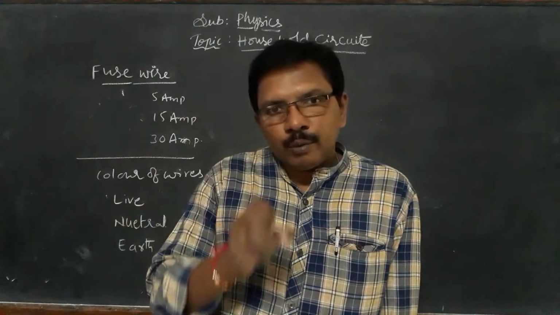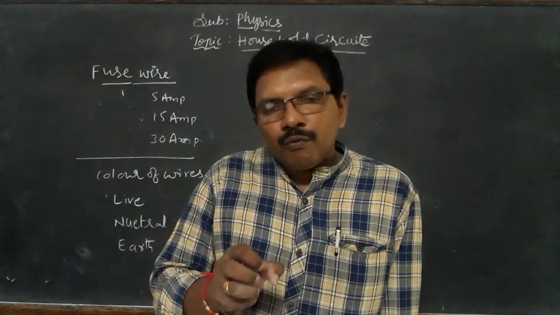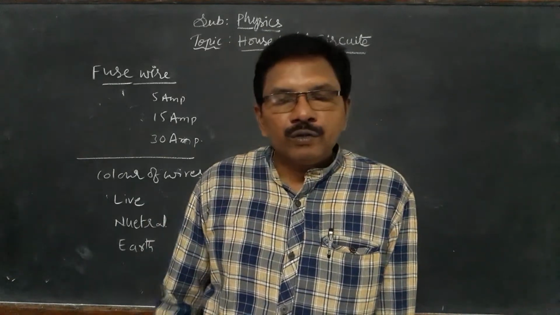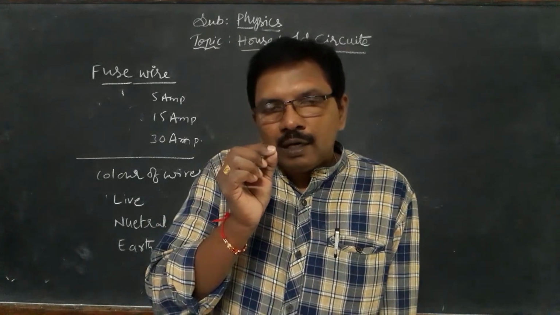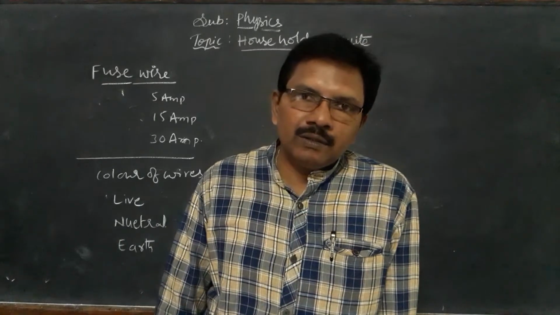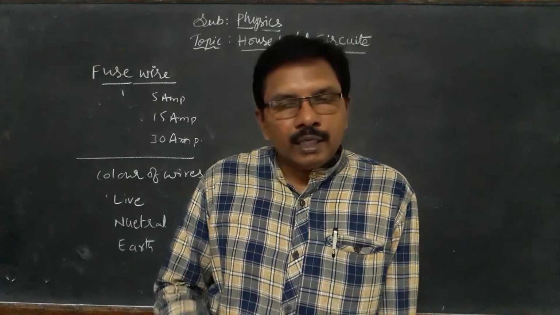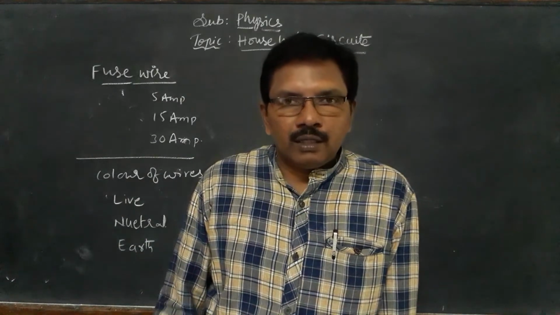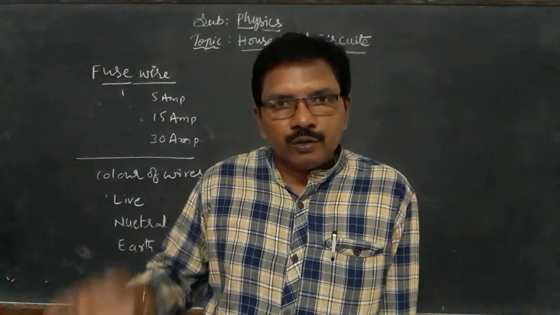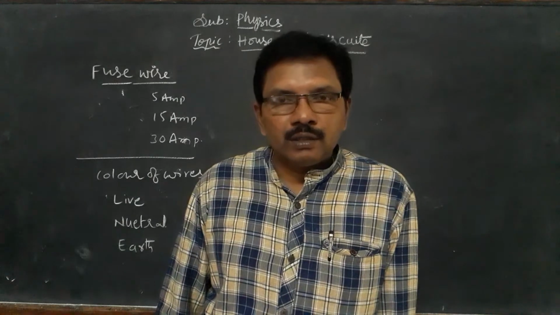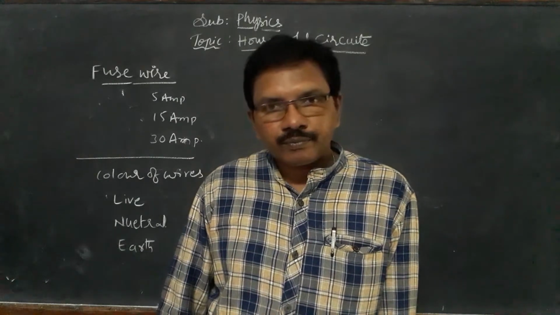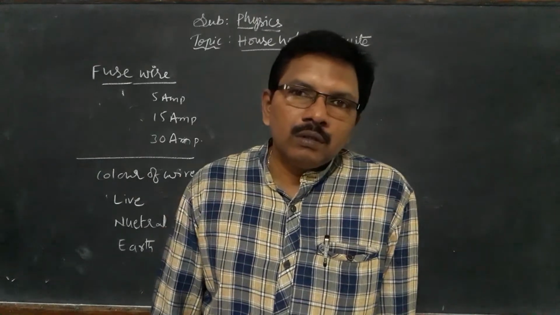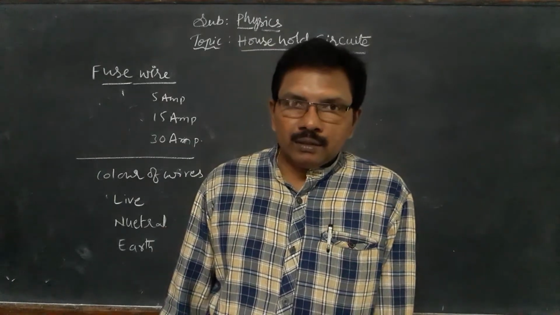The household circuit can be protected when the fuse works properly. The fuse has a low melting point and melts easily. Why? Its melting point is lower than that of copper and aluminum wire. Generally we are using copper wire in the house, and copper wire needs above 1000 degrees Celsius to melt.